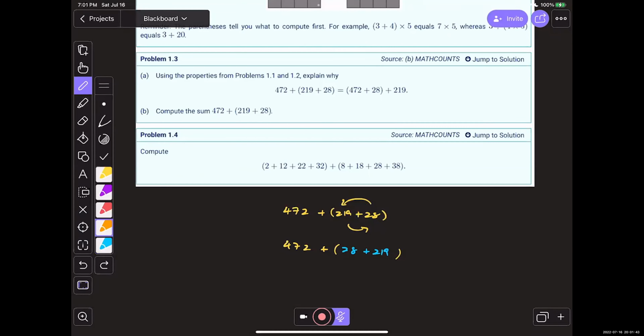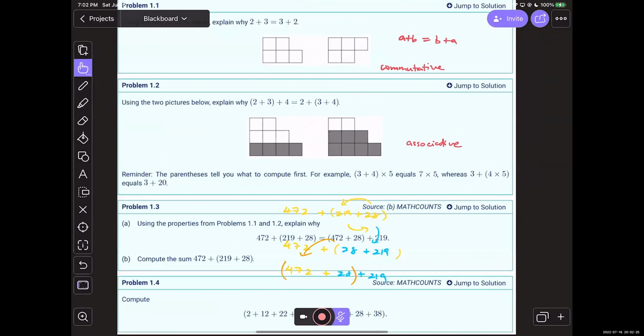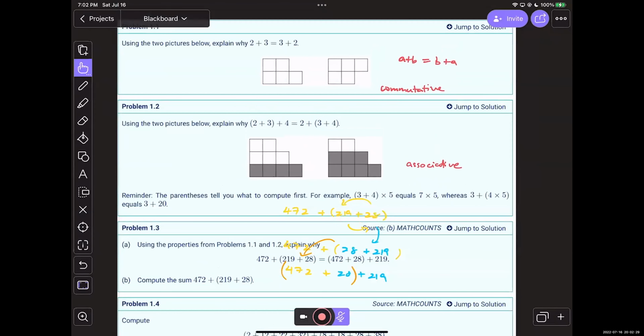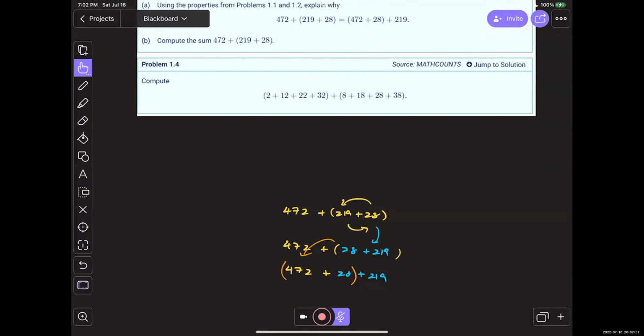And then from there, I can change my parentheses. I can make this 472 plus 28 plus 219, but instead my parentheses are here. What property is this, Alan? I think it's still commutative. This one's not the commutative property anymore. The commutative property means I actually changed the order of the numbers. That was from here to here. But here I am changing the position of my parentheses, and that is actually the associative property. Remember, associative means I'm changing my parentheses placement. Commutative means I'm changing where my numbers are. So this one is the associative property. Does that make sense? Yeah.